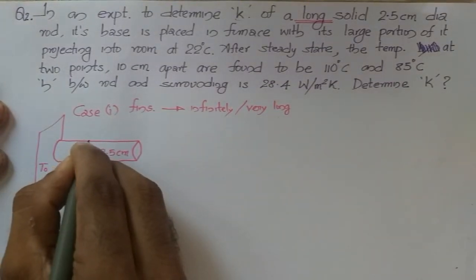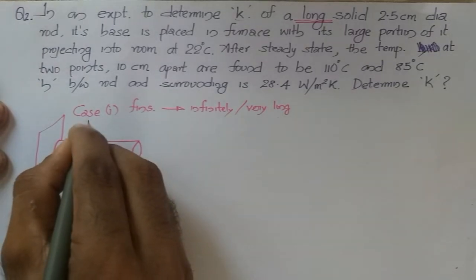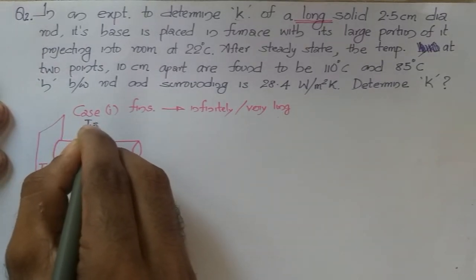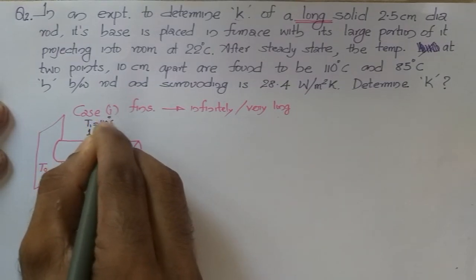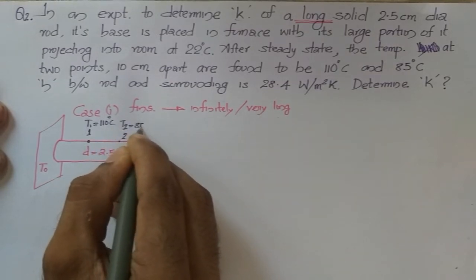Suppose first point is here and its temperature is given, which I am calling T1. T1 is given as 110 degrees Celsius, and there is another point, point 2, and its temperature I am calling T2, which is 85 degrees Celsius.